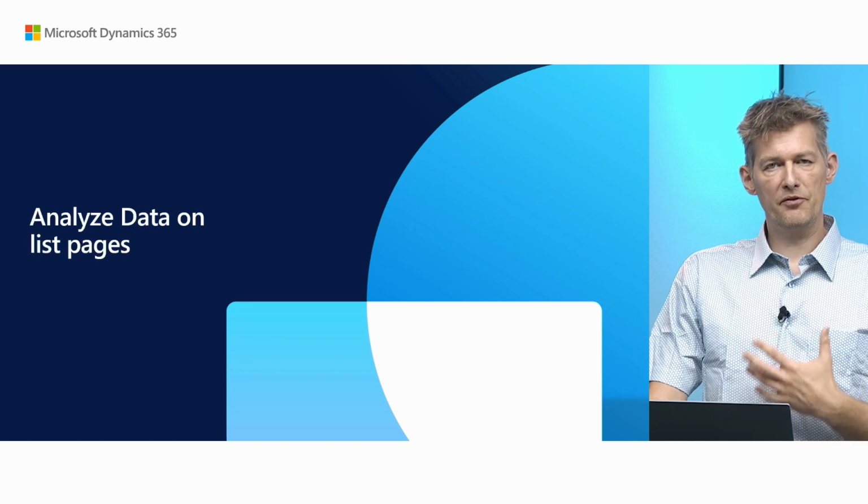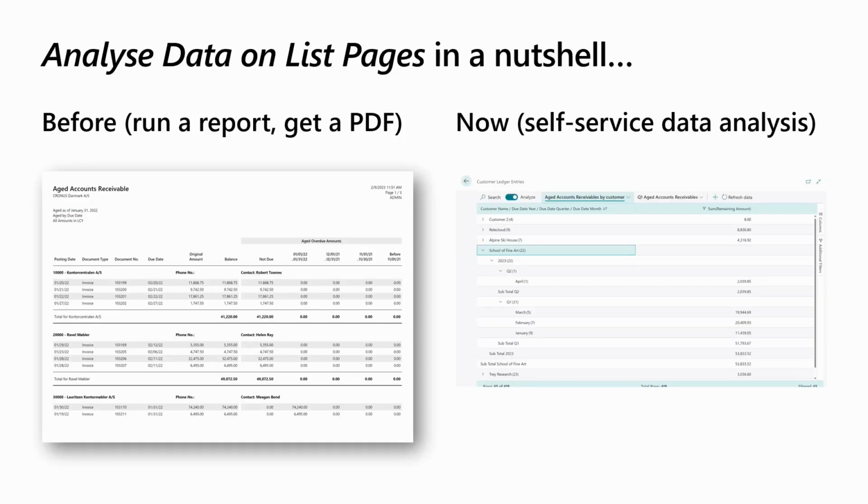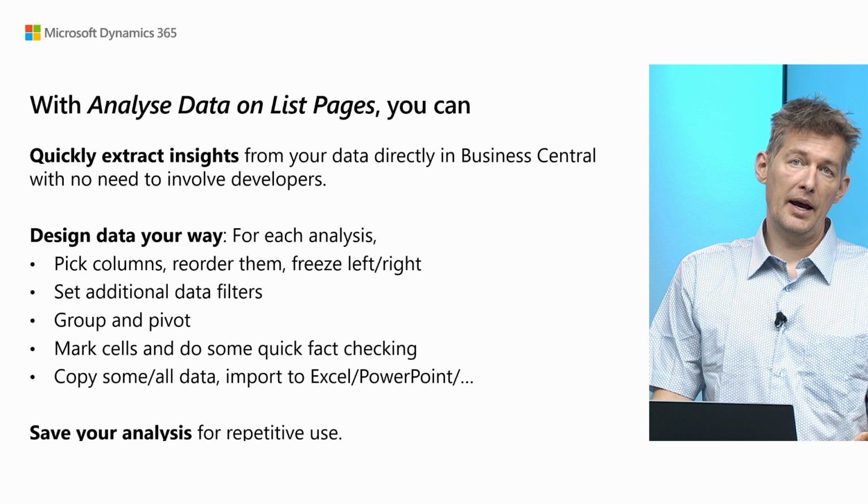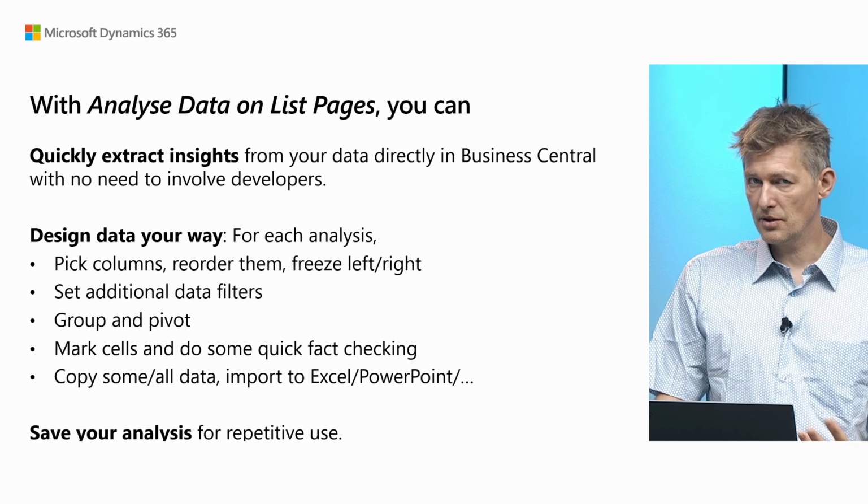So let me show you some features we built in this space. The first is how to analyze data on list pages. You can think about analyze data on list pages as before: you run a report, you get a PDF, and if you need to do something else, a different type of analysis, you would need to run the report with different parameters, get a new PDF, and so on. In this new world, we want to enable self-service data analysis directly in the client. And with analyze data on lists, you get just that.